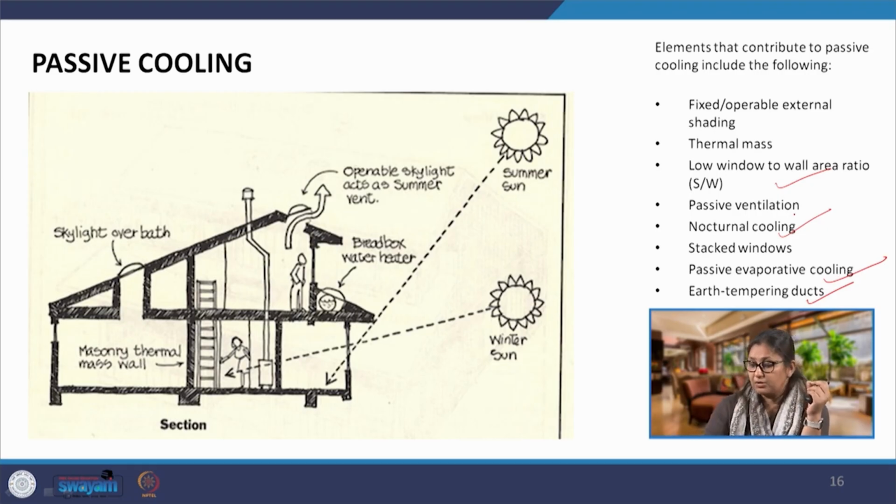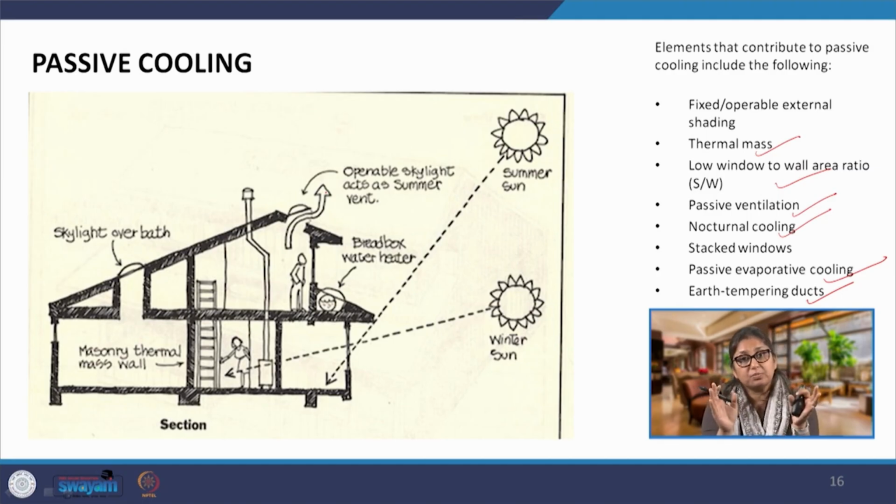We may be talking about passive ventilation and thermal mass. We may be talking about stack effect and ventilation, exhausting the heat through vertical shafts or chimneys. So, these are some of the strategies that we might be using for passive cooling. We will look at some of the advanced cooling and heating strategies, some of which I have just mentioned here, in the next lecture, but largely these passive design strategies help us in designing buildings which are passively comfortable.